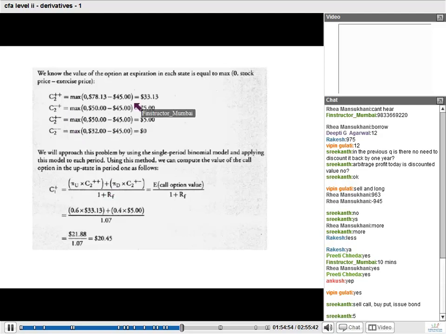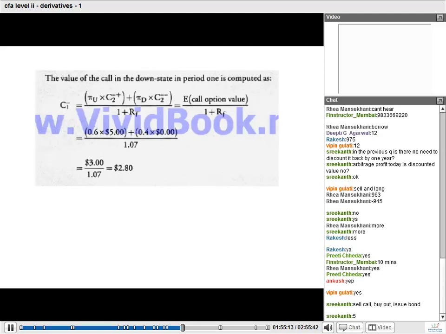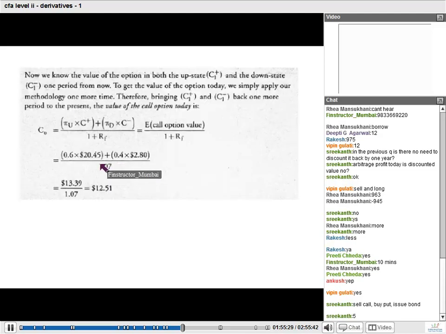So 33.13 or $5 or $0 are the three values that I see. So compute the value at node 2, compute the value at node 3, 60% chance of 5 and 40% chance of 0. Then there's a 60% chance of node 2 happening and a 40% chance of node 3 happening. So do it one more time and discount it back to node 1. That is the price that you will be willing to pay today.